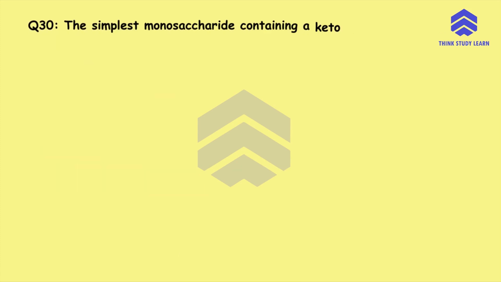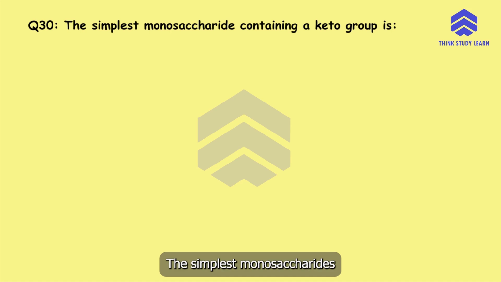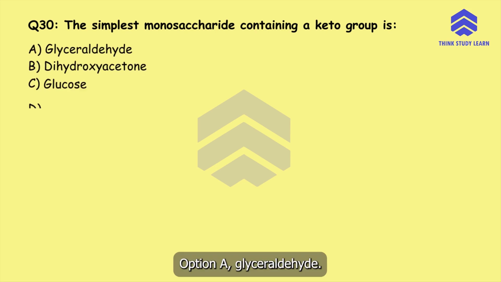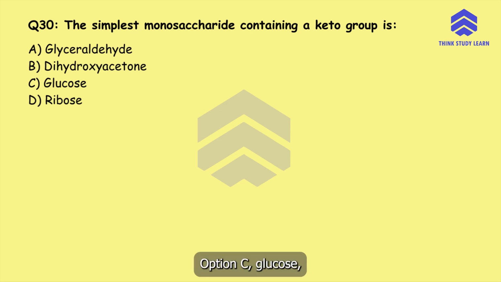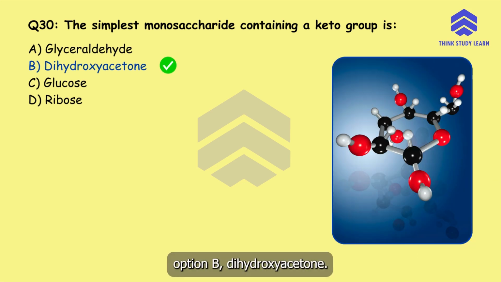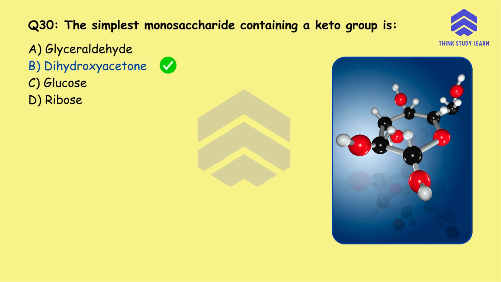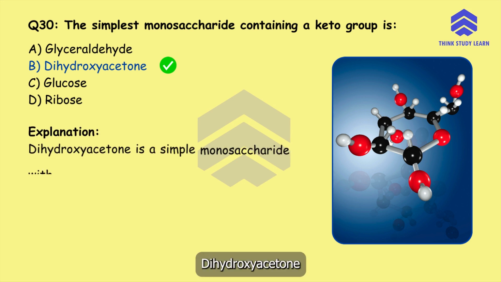Question number 30. The simplest monosaccharide containing a keto group is option A, glyceraldehyde, option B, dihydroxyacetone, option C, glucose, or option D, ribose. The correct answer is option B, dihydroxyacetone. Dihydroxyacetone is a simple monosaccharide with a keto group.